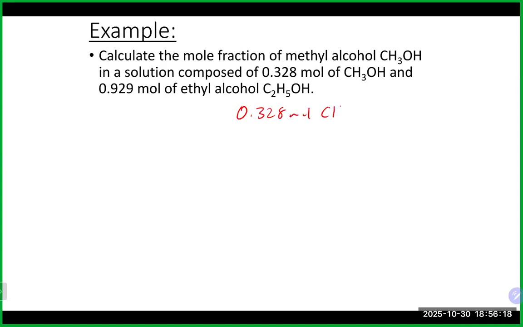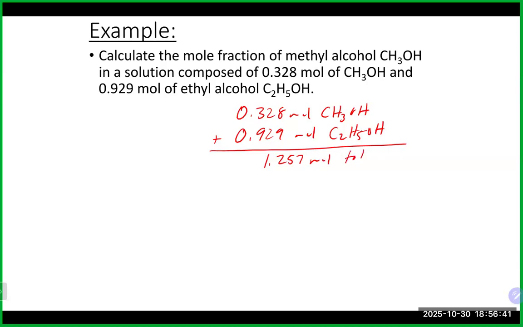0.328 moles of methyl alcohol and 0.929 moles of ethyl alcohol, also known as ethanol. So here we could get our total moles by frankly just adding them together. So if we take our 0.328 plus 0.929, that will give us a total moles of 1.257. And now we can really calculate our mole fraction for each of these if we wanted to. The mole fraction, which is abbreviated with a big X, would be the moles of methanol, which is 0.328, divided by the total moles here, 1.257.